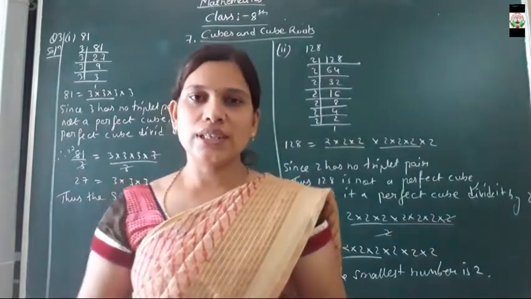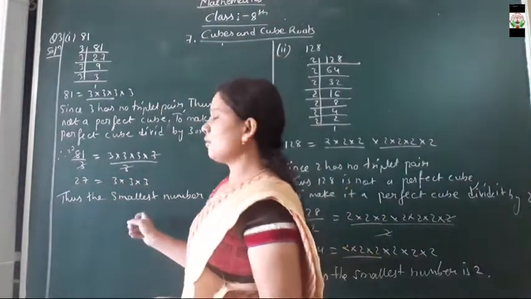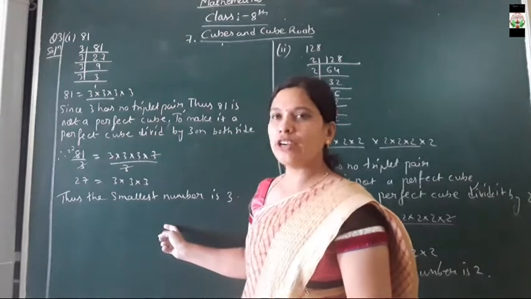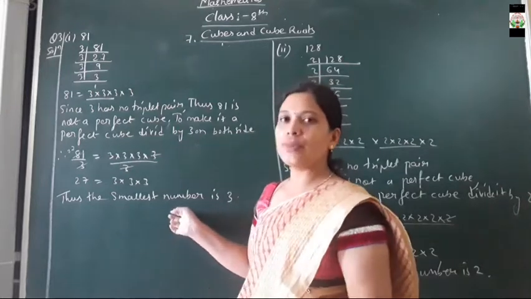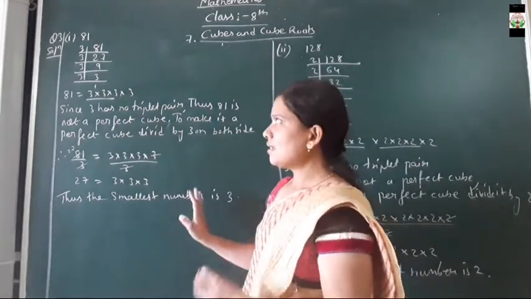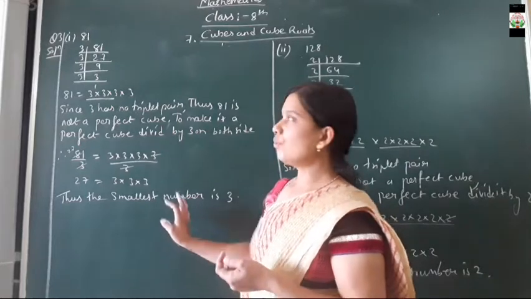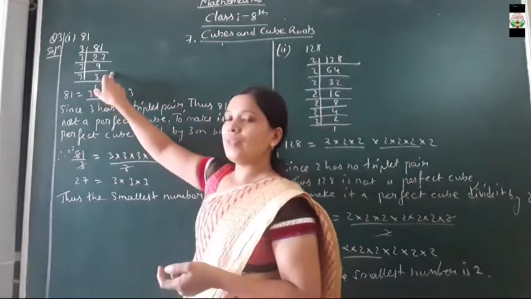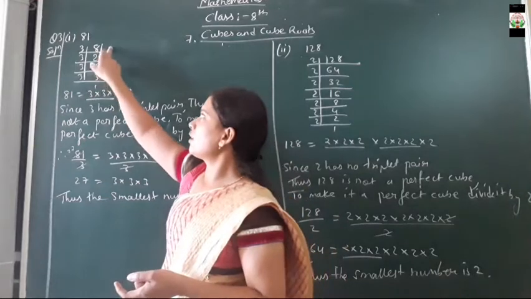Continuing question number 3, what is asked here is to find the smallest number by which 81 must be divided to make it a perfect cube, isn't it? This question is the same as question number 2, so for that we have to find the factors of the number. What will be the factors of 81?